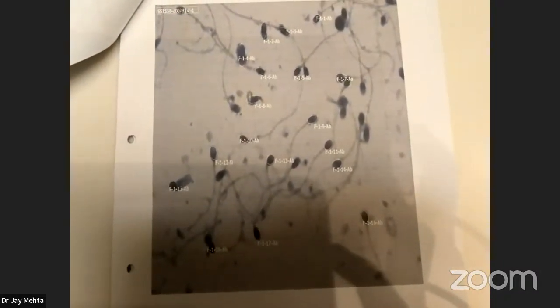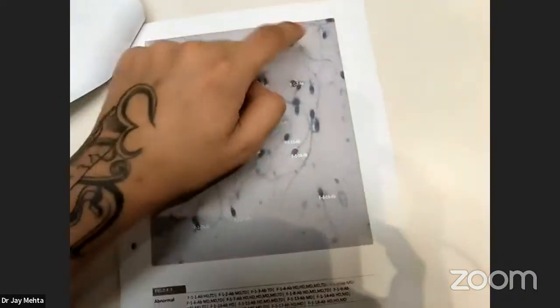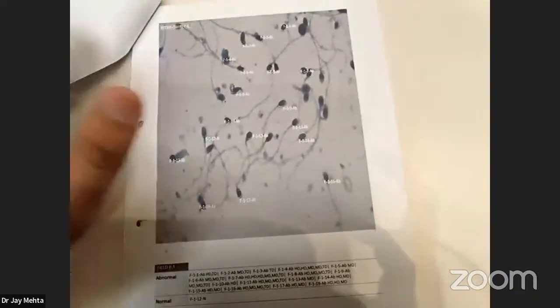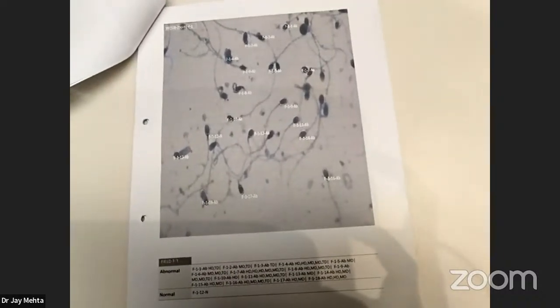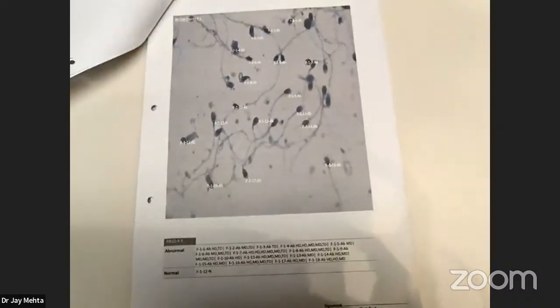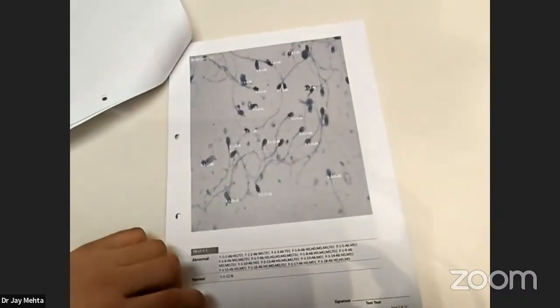Can you see this? This is the arrangement of the slide, which is then studied by CASA, that is your computer assisted semen analysis algorithm. And you can see there are multiple sperms which are overlapping each other, because the sperms are not going to be on a flat line. Some sperms will be below, some sperms will be above. So it is this algorithm which ultimately goes and calculates which are normal sperms and which are abnormal sperms.